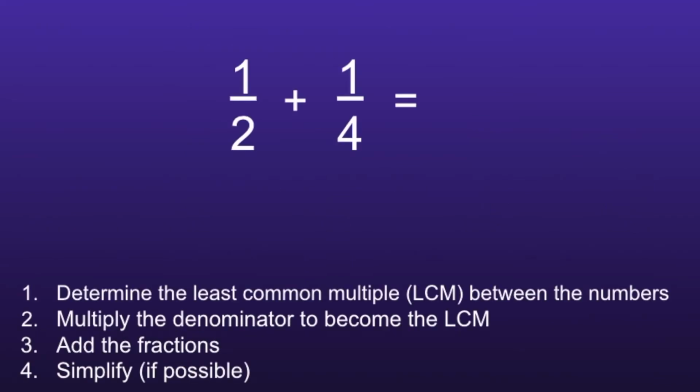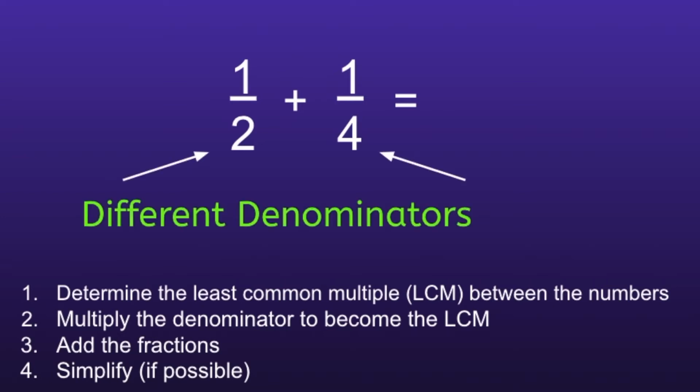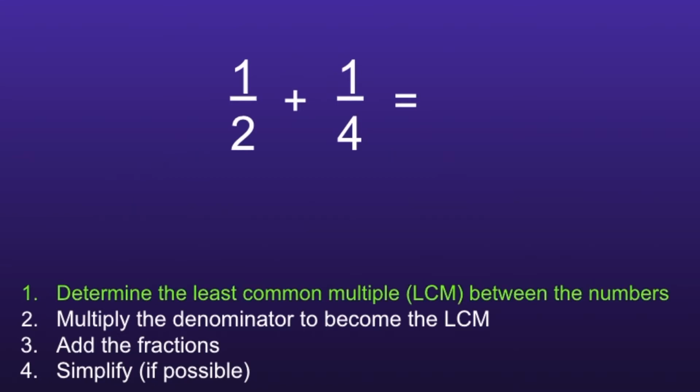Example 1. 1/2 plus 1/4. When looking at this problem, the first thing we should notice is that we have different denominators. In order to add fractions, we have to have the same denominators. This moves us on to step number 1. Determine the least common multiple, or LCM, between the two numbers.